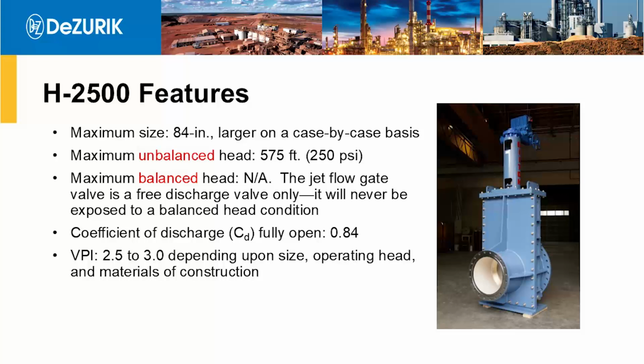Unbalanced head, they can go up to pretty high dams, 250 psi easily, and they're never operated in a balanced condition. They're always an outlet valve. Because they've got a little more in the flow stream, their CD is lower, like 0.84, and they're about 2.5 to 3 times as costly as a throttling knife gate valve, depending on their size and what the head is and materials of construction.